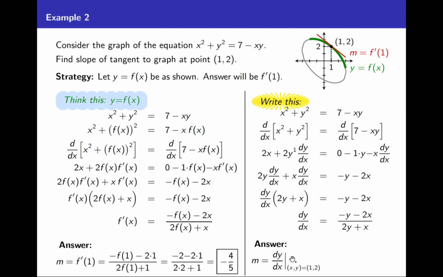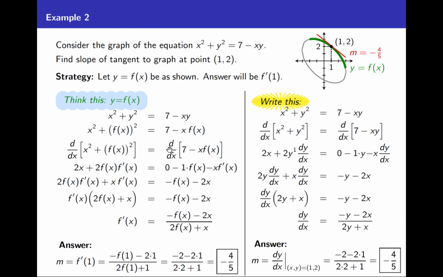So we would write that this way. M equals the function dy dx with the point xy equals 1, 2 plugged into it. That's 1 for x, 2 for y. And doing that in this expression, you get minus 2 times 1 over 2 times 2 plus 1. And that's minus 4/5. So that answers our question. We got the same slope that we got before. The slope of this tangent line is minus 4/5. We did it twice.